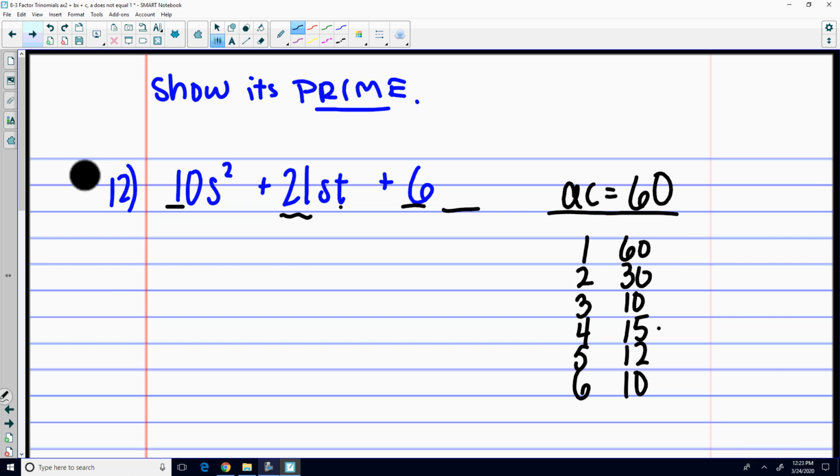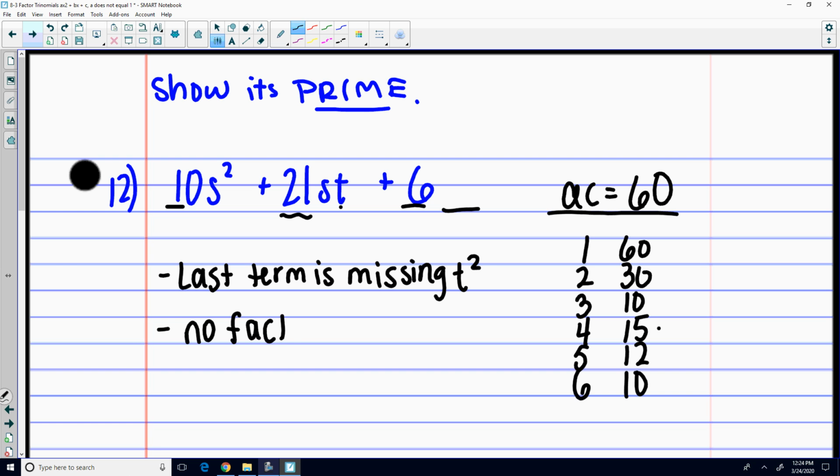So for the fact that there are two mistakes: the last term is missing t squared, and no factors add to the B position.